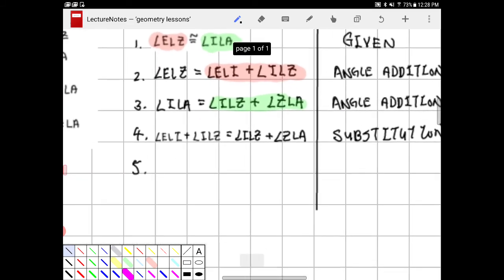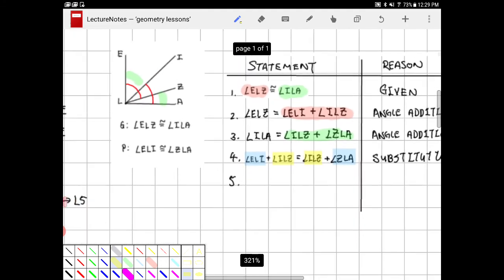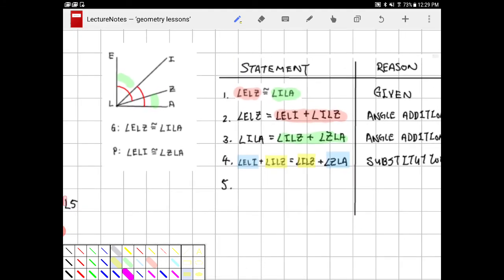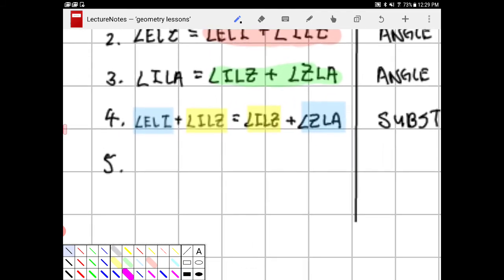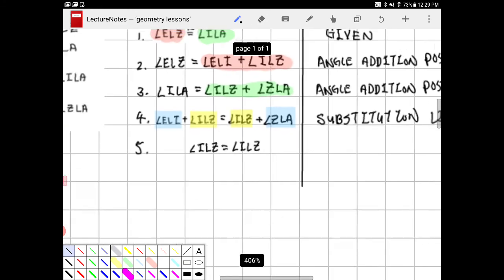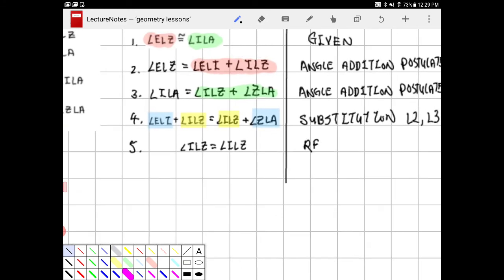Remember, our objective is to show that ELI is congruent to ZLA. But recognizing, wait a minute, in yellow, don't I have these two things here? Aren't these two angles the same? Well, you're absolutely right. Because those two angles are the same, I'm going to get rid of them. So I know that angle ILZ is going to equal angle ILZ. And this is, again, a standalone fact. This is reflexive.